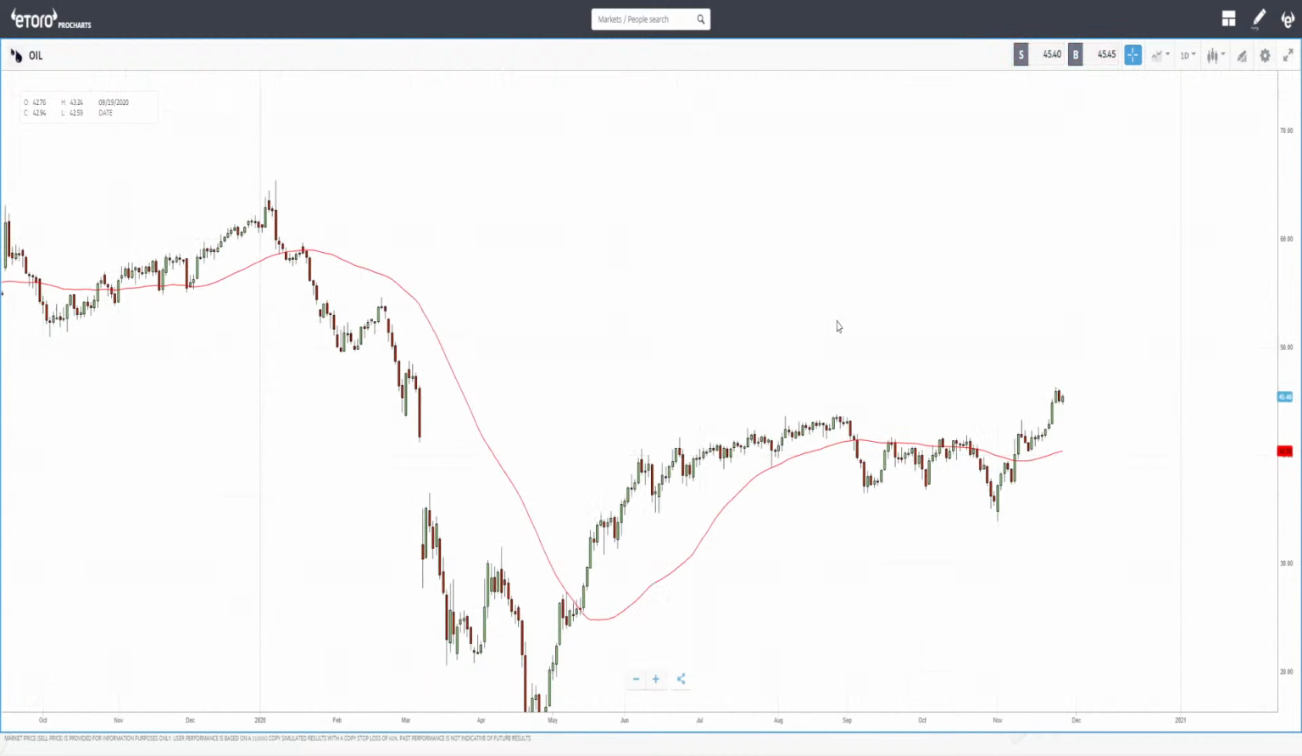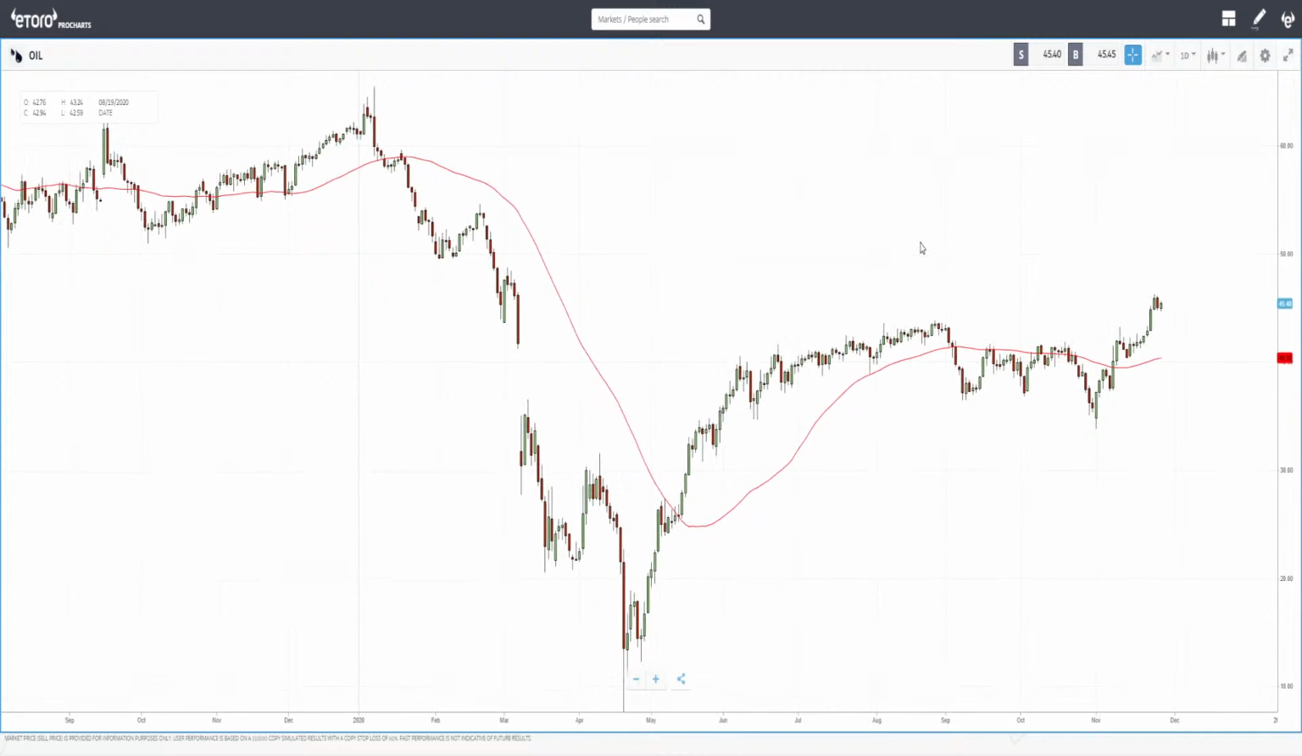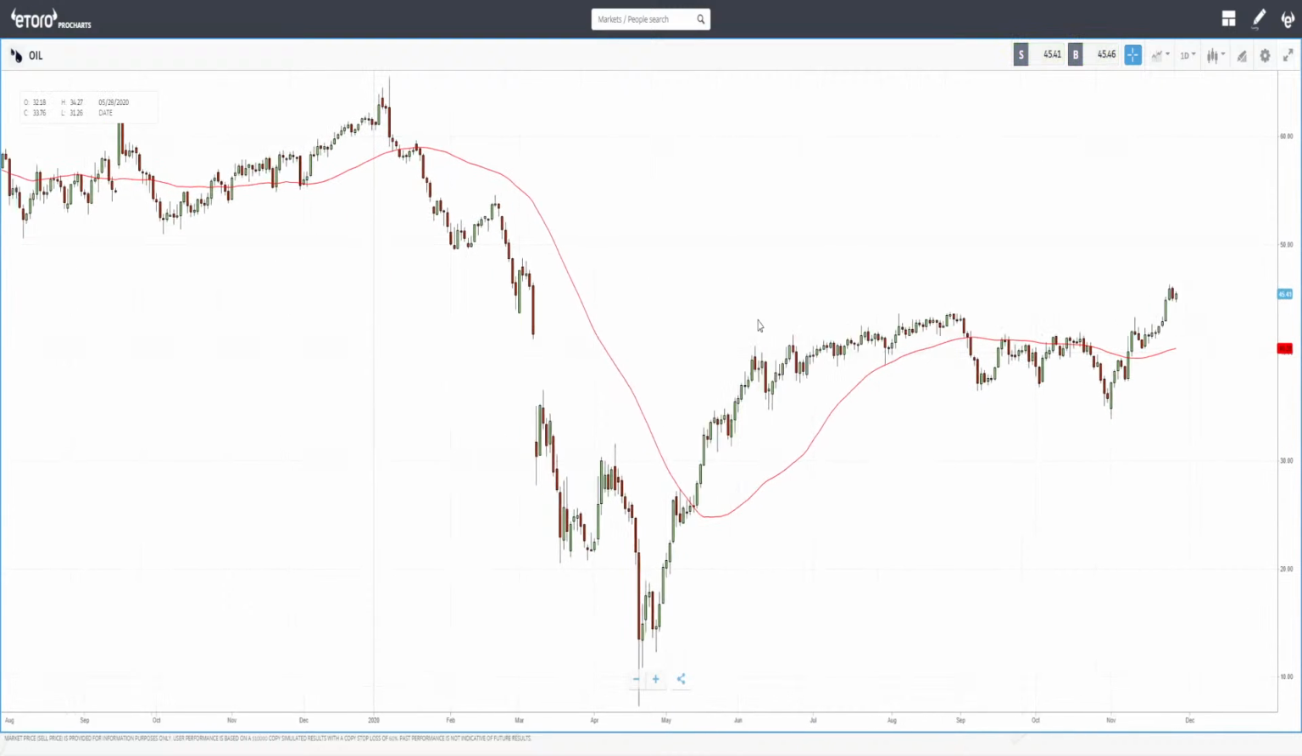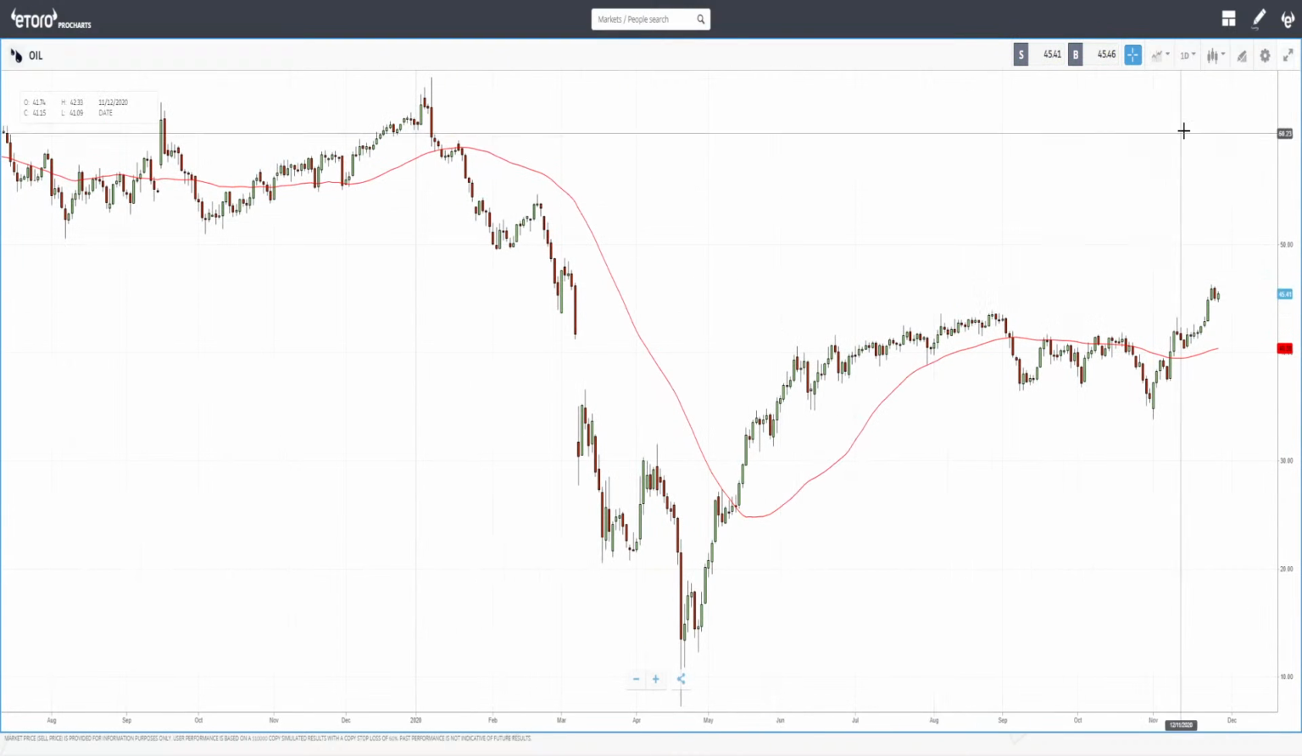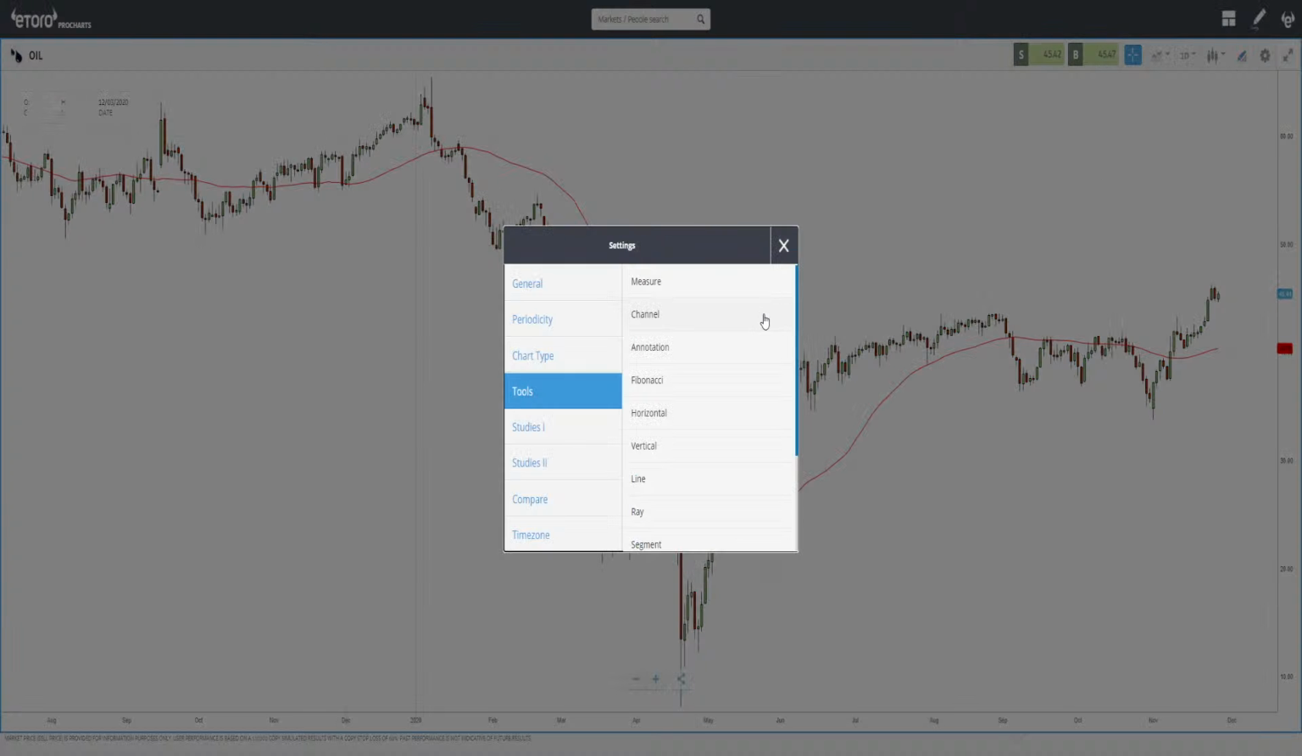So the other moving average that is very common is the 200 moving average. And most of the time, I only use those two moving averages. So if you click the pen again and then go under study, you can just click the moving average again, and you can add as many moving averages as you want.